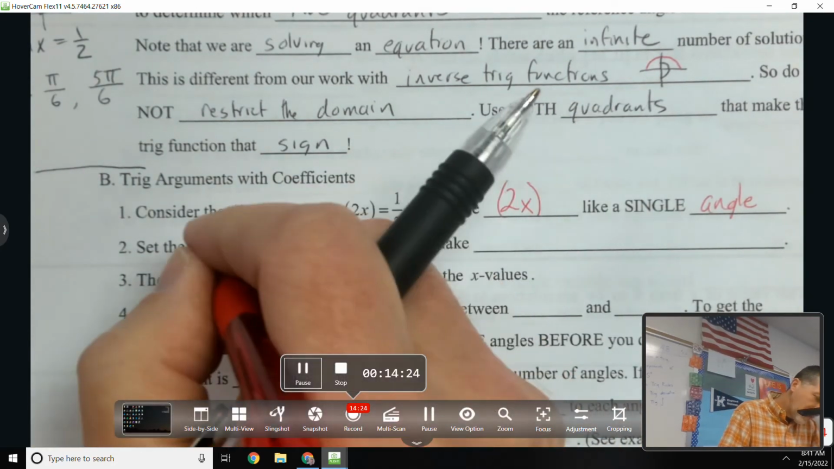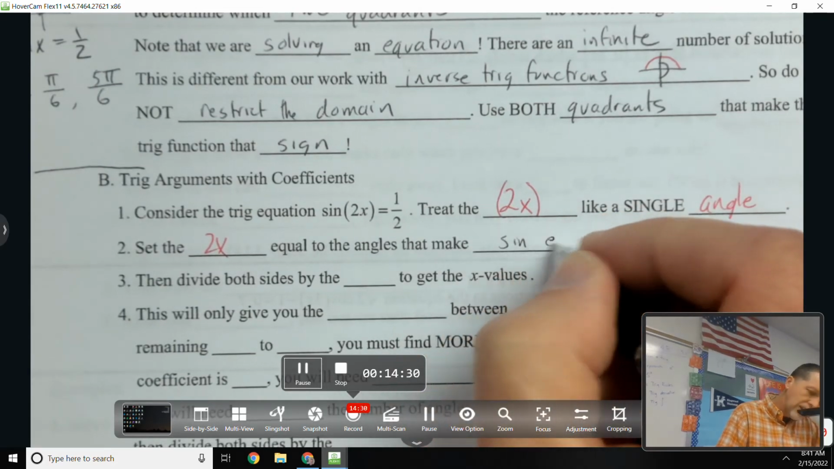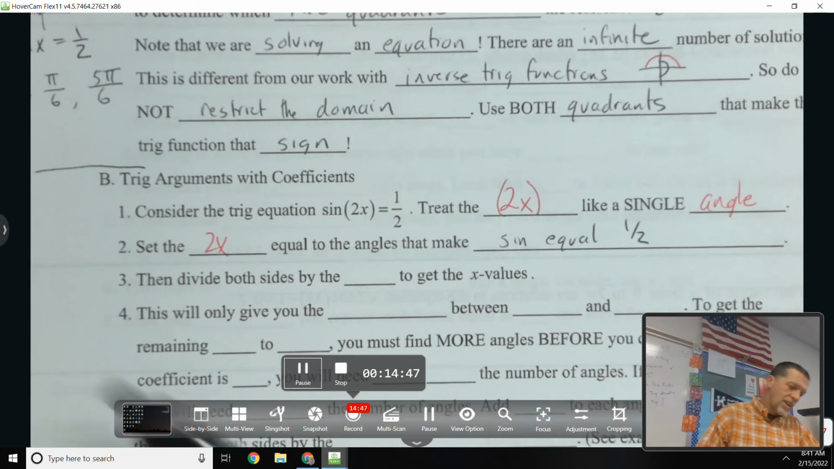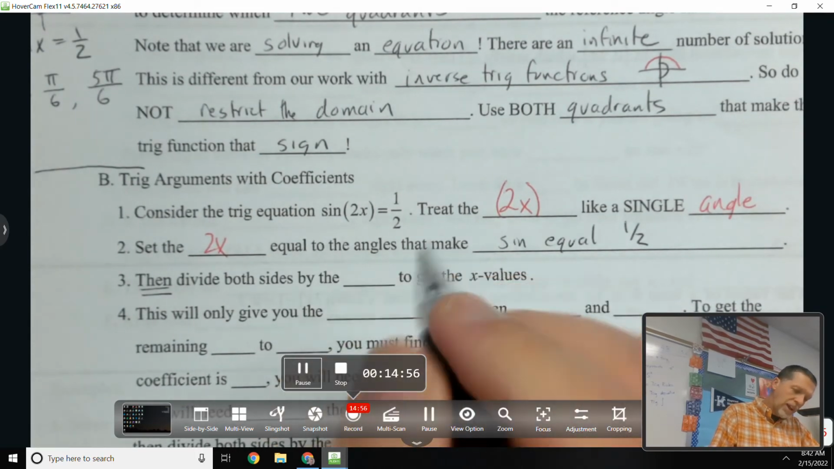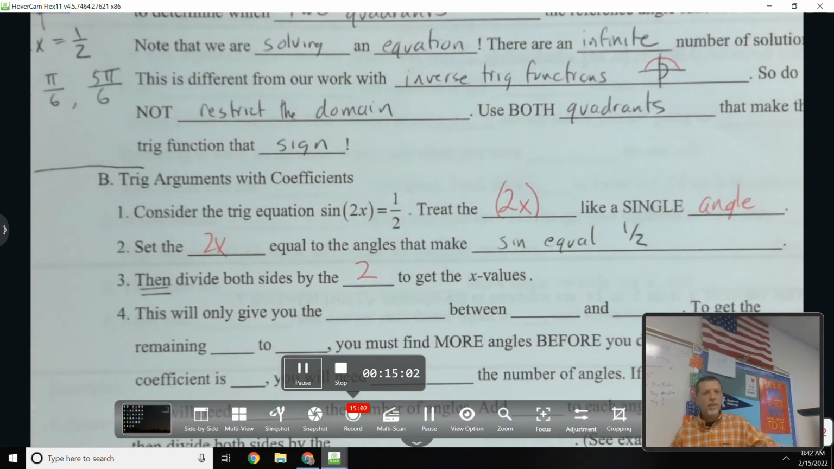Set the 2x equal to the angles that make the sine equal 1/2. Solve the problem like normal, but instead of x equals pi over 6, you're going to have 2x equals pi over 6. So basically hold off on the coefficient thing till the very end. Then at the end, after you've done almost all of the problem, divide by that 2, or whatever the coefficient is, to get the x values. Basically save the 2 for the end and then divide by 2.